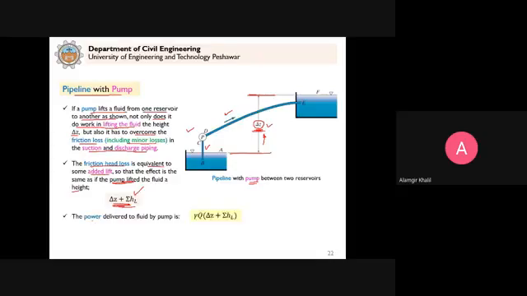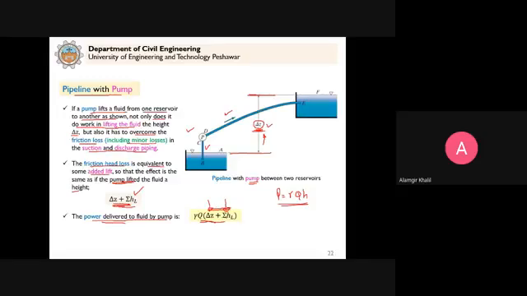And then the power delivered to the fluid by the pump will be gamma Q into H, because you already studied previously that the power of the fluid is equal to gamma Q into H. This is the power. So gamma Q into H, where H is now the total head. This is the power the pump has to deliver to lift the water from A to here. Clear? And it will include the necessary lift, plus it has to overcome all the losses.